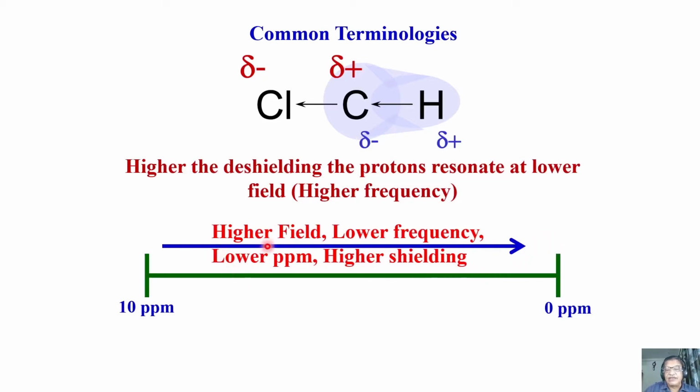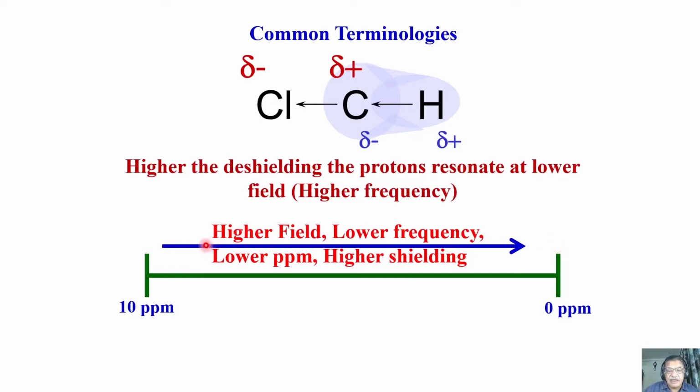It also means higher shielding. If I say a proton is highly shielded, it comes close to this side, near 0 ppm or somewhere in this region. So if a peak is coming here, let us say chloroform is here and acetonitrile is here, that means the chloroform is less shielded than acetonitrile. So remember this point as you go from the left side to the right side of the spectrum, covering the range from 0 to 10 ppm.